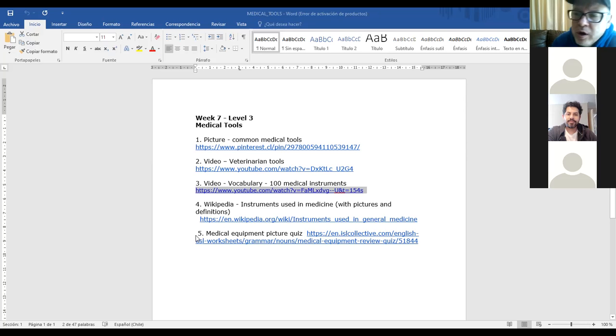Number 4, you're going to use a Wikipedia, and here you have a link to the instruments used in medicine. You have pictures and definitions, okay?